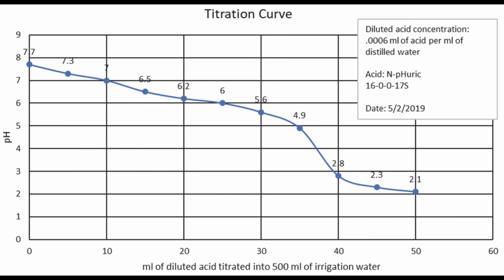This is what the titration curve should look like whenever we do the titration. What you'll notice is that every 5 milliliters of acid we add, the pH will drop, and eventually you get to a point where it really drops off. So you have to mix your irrigation water with your acid concentrations in order to develop this titration curve, which is what we're going to do next.